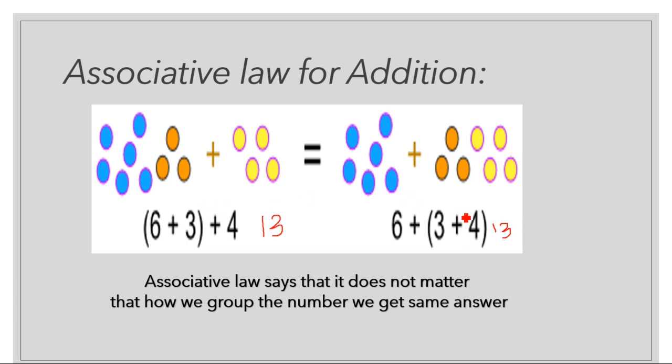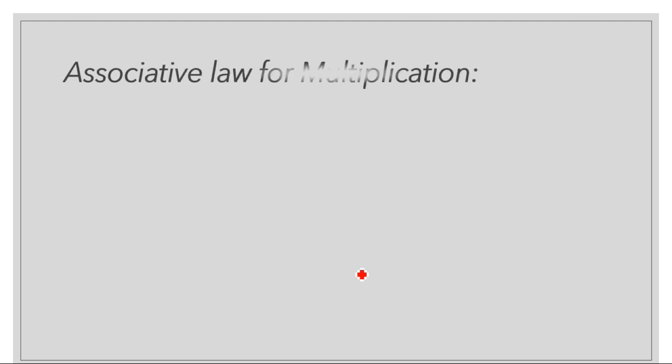So it does not matter how we group the numbers, we got the same answer, but the condition is that the numbers are the same. Here we have 6, 3 and 4, and again here we have 6, 3 and 4. We cannot change the numbers, but we can change the place of the numbers. Now associative law for multiplication.